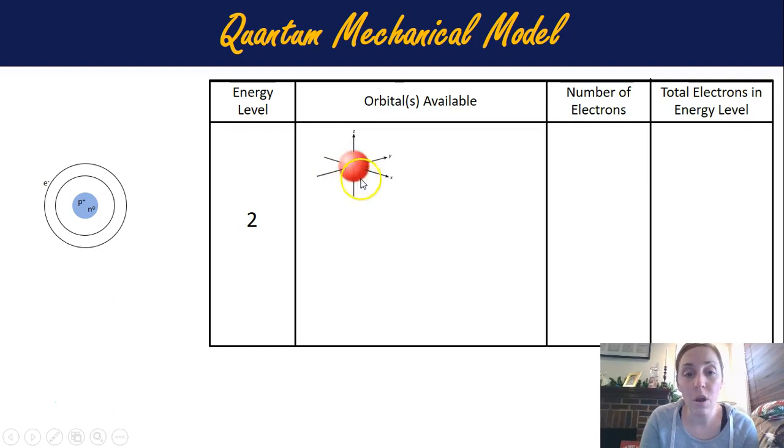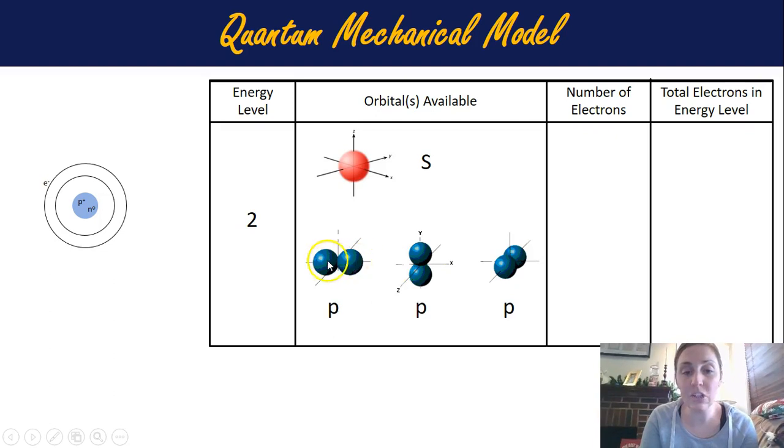You have one S shape, so one of these. There are also 3 different p orbitals. So these dumbbell shapes, these are each a p orbital. So if you look at the total number of electrons from each shape, in S, you can have a maximum of 2. And that's always going to be the same. Whenever you have an S shape within an energy level, there's always going to be one orientation.